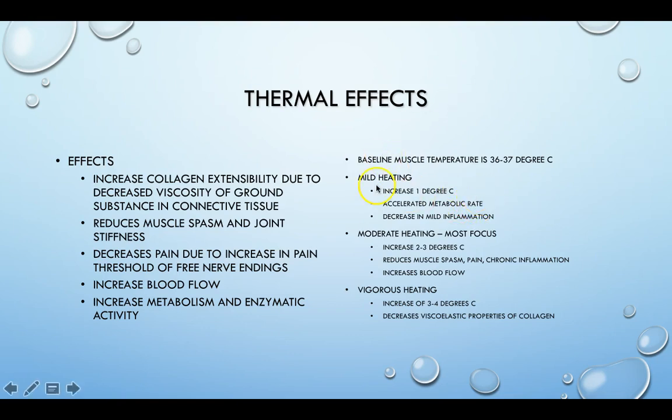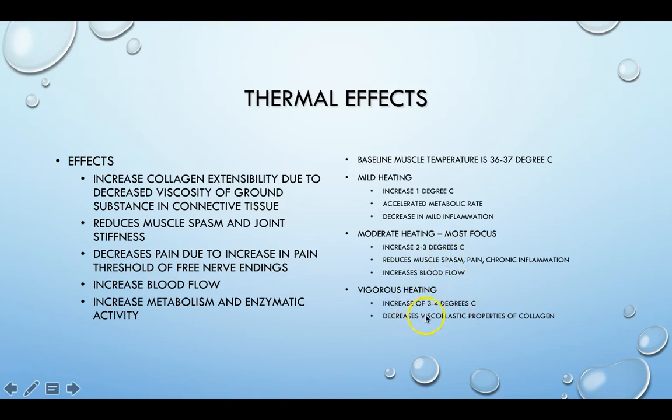So we get mild heating at about a 1 degree Celsius increase, okay? That accelerates the metabolic rate. We get a decrease in kind of mild inflammation as a result of that. Our moderate heating level, 2 to 3 degrees Celsius, we're going to reduce muscle spasms, pain, chronic inflammation. We get that increased blood flow. So a lot of what we would want to do, right, pain control, things like that, happens in this 2 to 3 degrees Celsius increase.